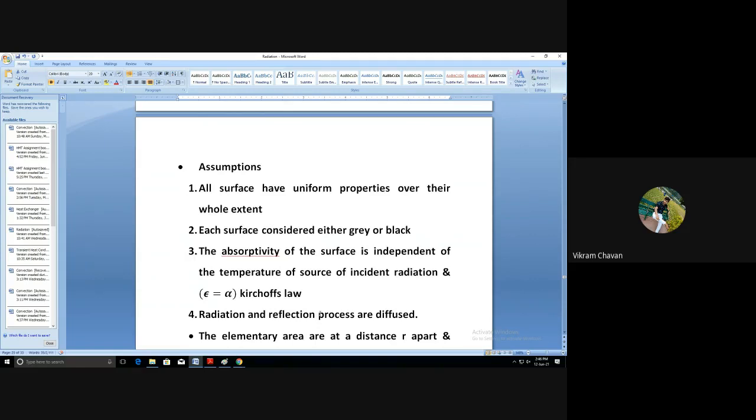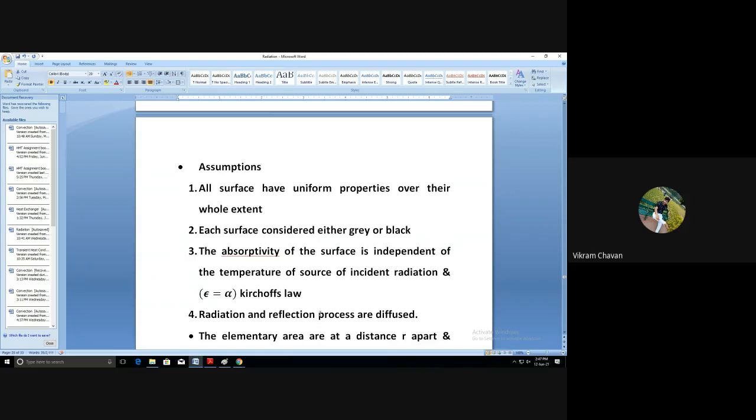The absorbivity of the surface is independent of the temperature of source of incident radiation, and eta is equal to alpha, that is nothing but emissivity is equal to absorbivity according to the Kirchhoff's law.